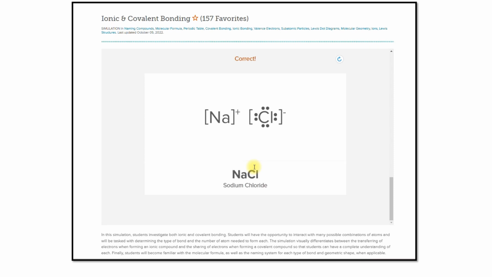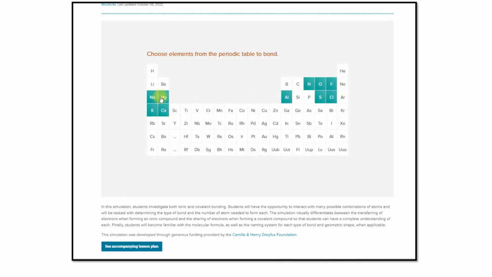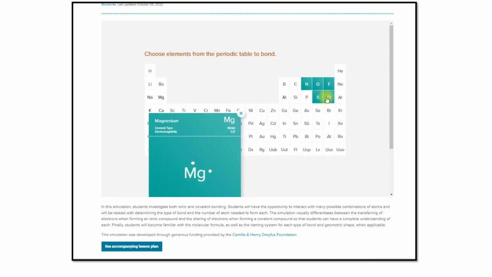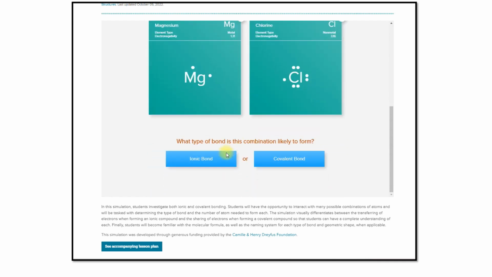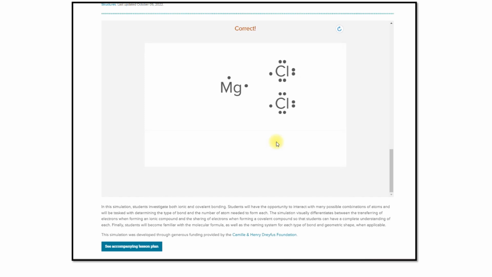You can just browse this out and then try it. For example, magnesium here and chlorine atom again. Is it ionic or covalent? And then how many atoms needed? Okay, this is 1.